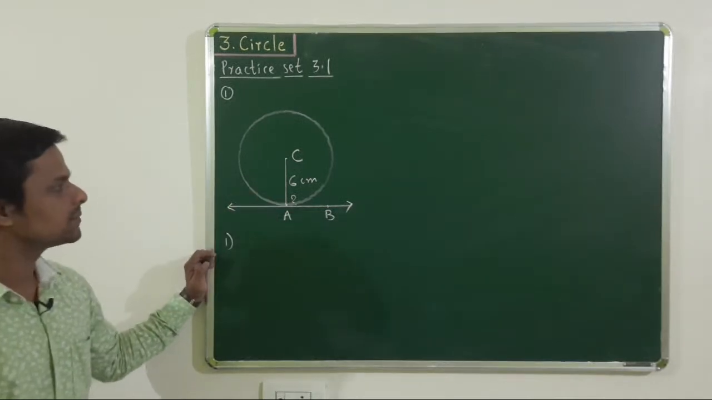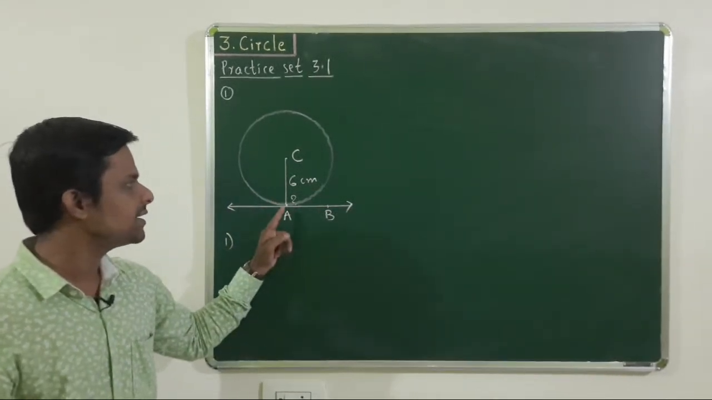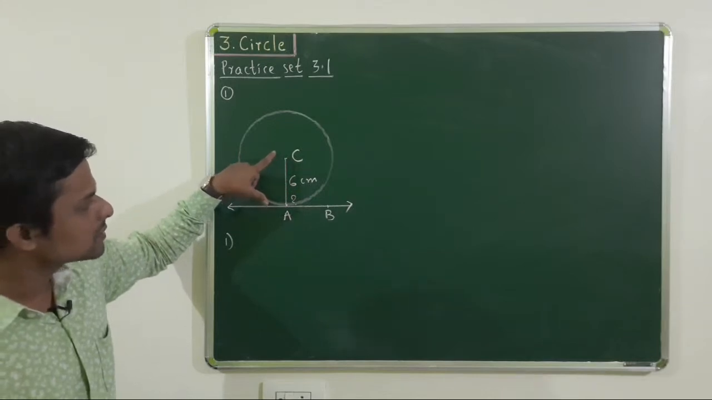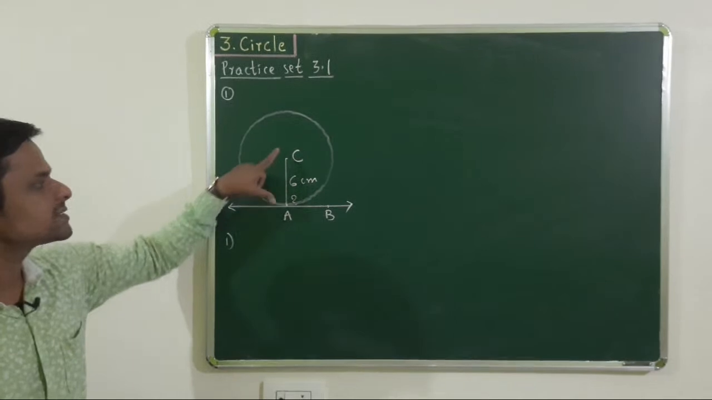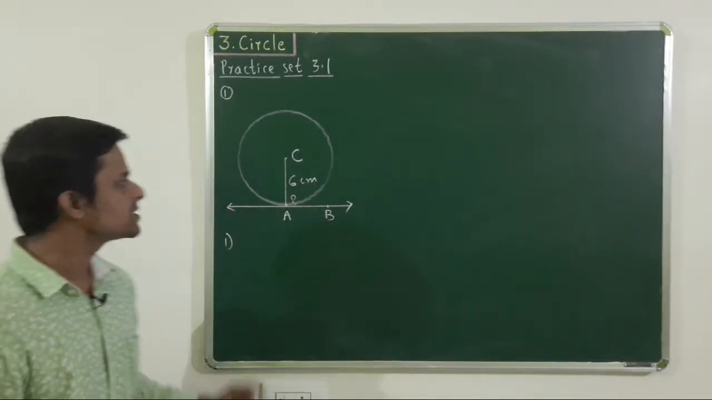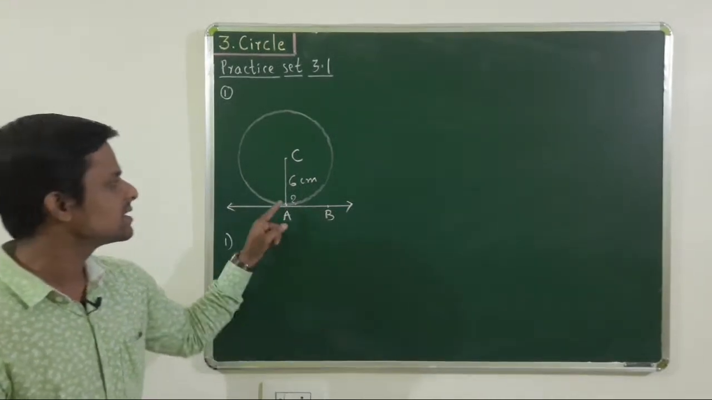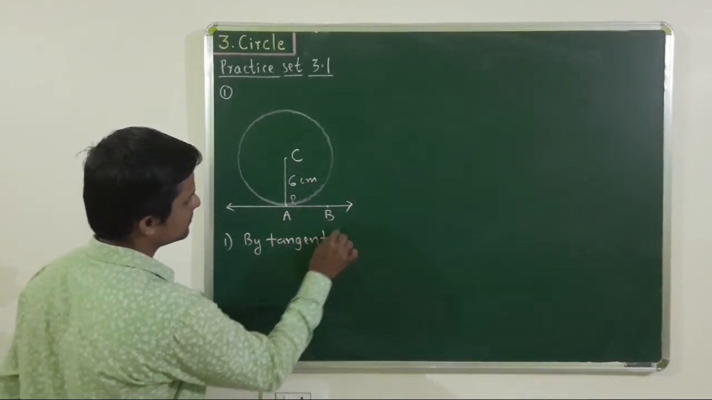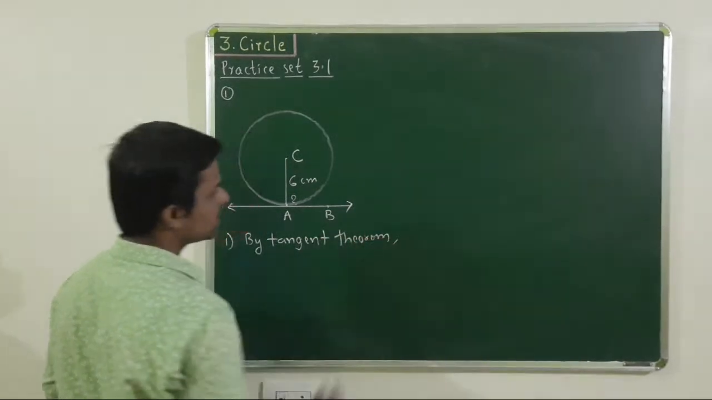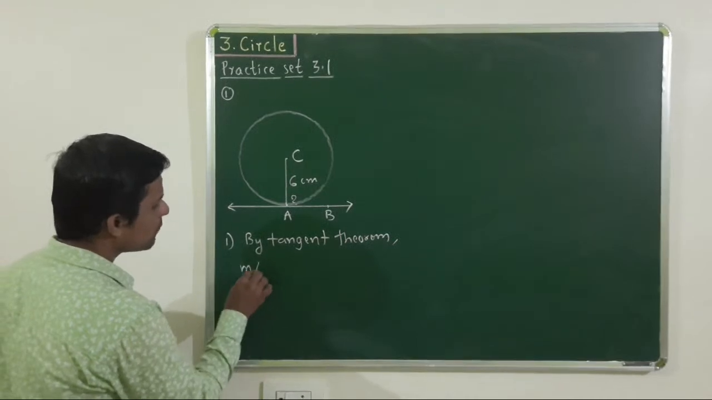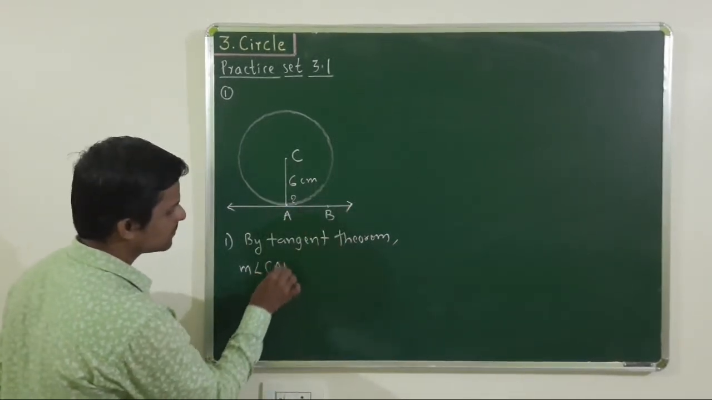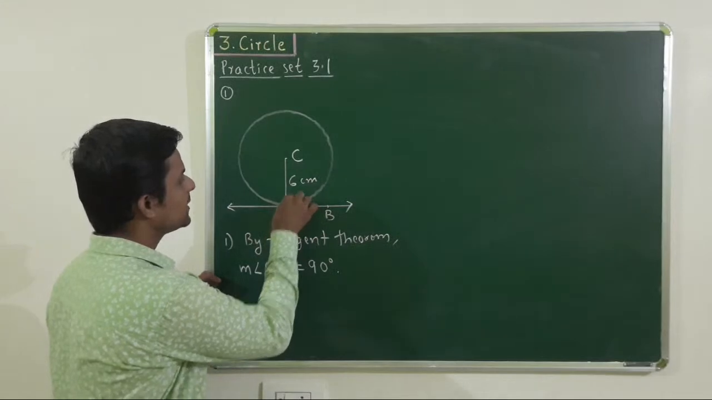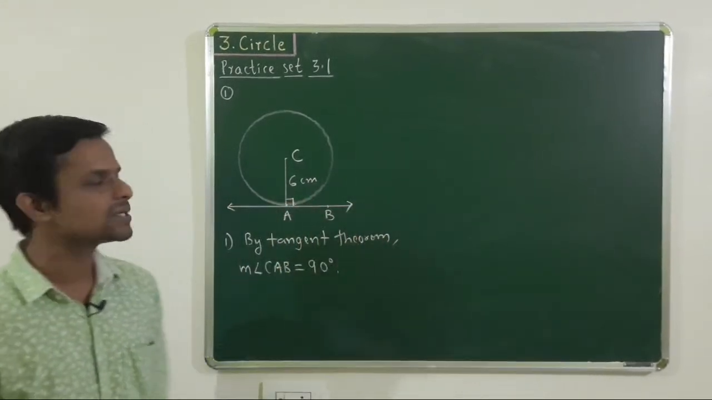By using the tangent theorem, line AB is tangent at point A, and segment CA is the radius, which connects center and point of contact. Therefore, the angle between radius and tangent is obviously a right angle. Hence, by the tangent theorem, this is the answer of the first question: measure of angle CAB is equal to 90 degrees. Means radius CA is perpendicular to tangent AB.